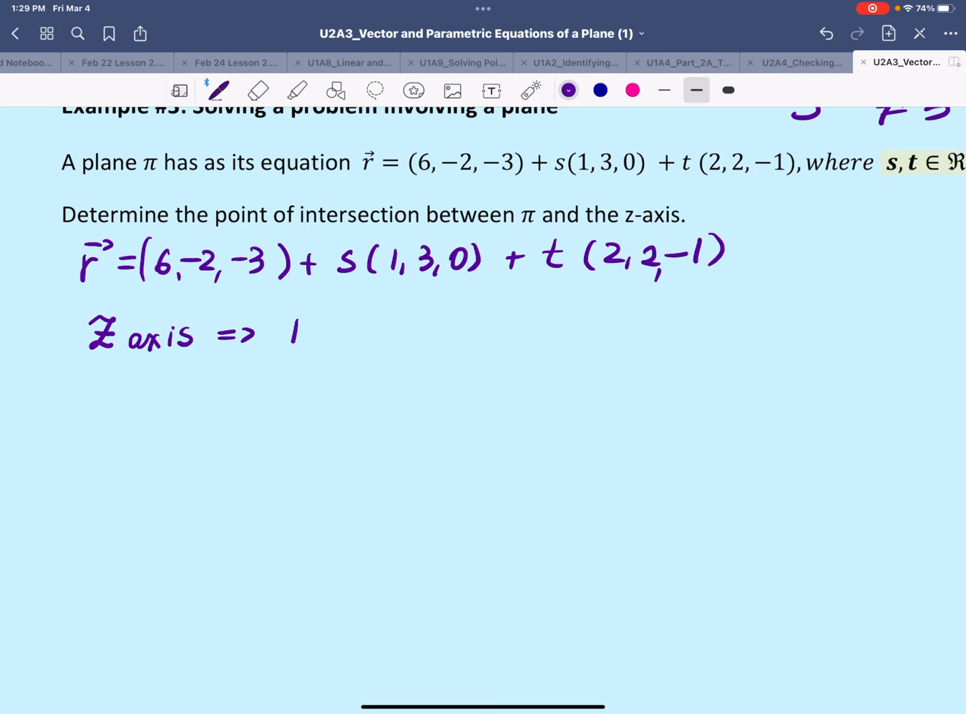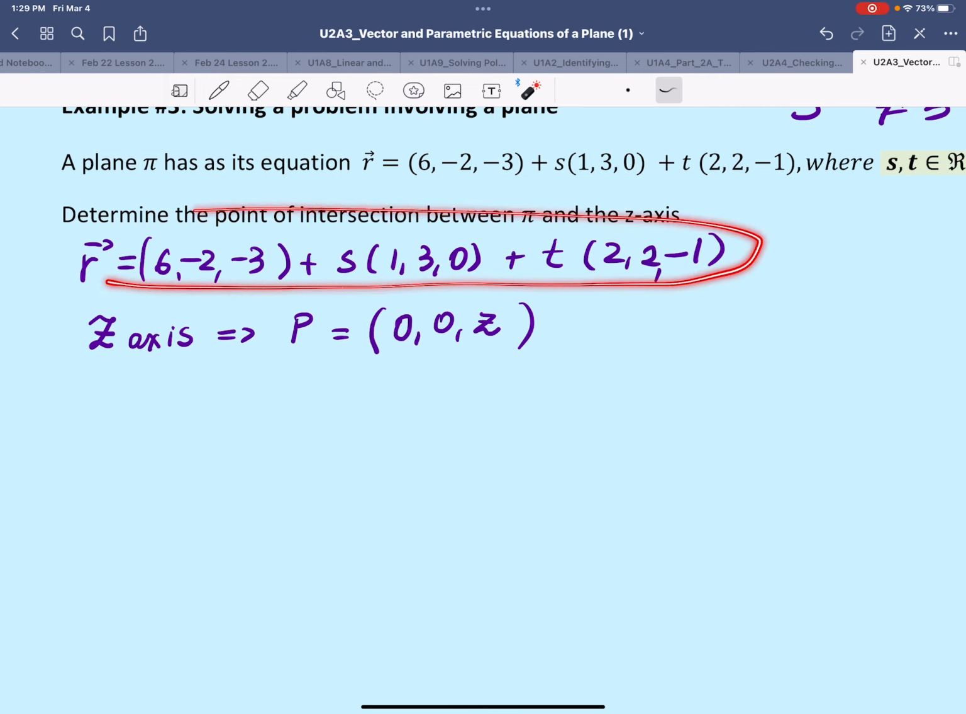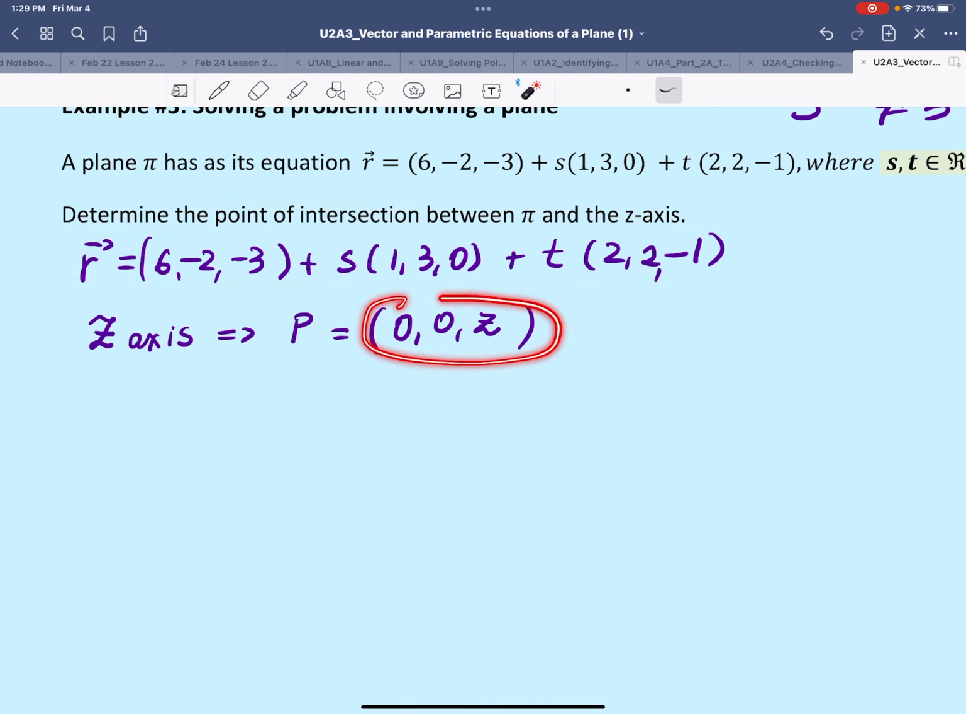And we're going to let that point be some point P. Now, on the z-axis, the x-coordinate is 0, the y-coordinate is 0, the z will be an unknown number. So the point of intersection will be on both equations, right? We will see a common point, which means that this must fit into the vector equation of the plane. So the point of intersection must fit the equation of the plane.